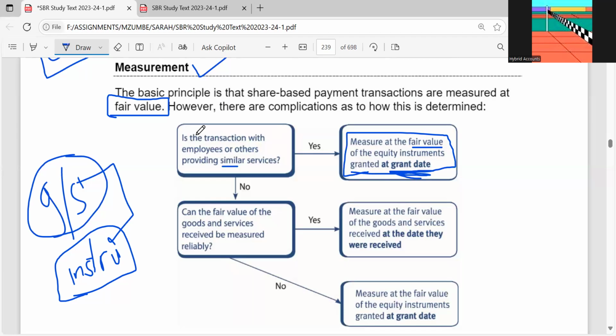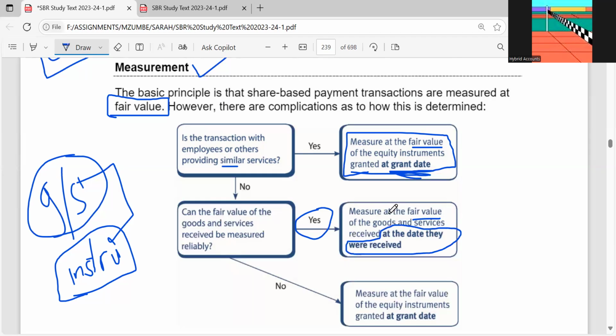Okay, let's say that maybe it's something very different from what employees provide. If no, what do you do? If no, you ask yourself the last question: can the fair value of the goods and services received be measured reliably? If you can have the fair value of those goods or services, then no problem. If yes, then you follow the goods or services approach that I showed you here. So measure at the same fair value, but of the goods and the services received, at the date that we actually what? Received. So at the date of reception, you take the fair value of the goods.